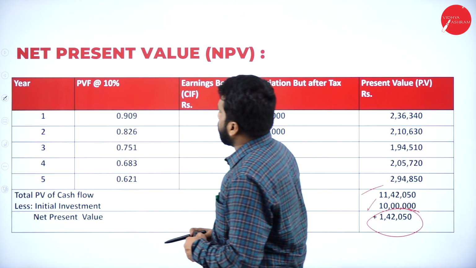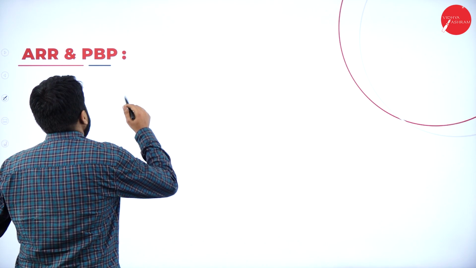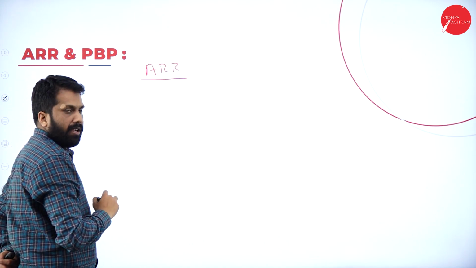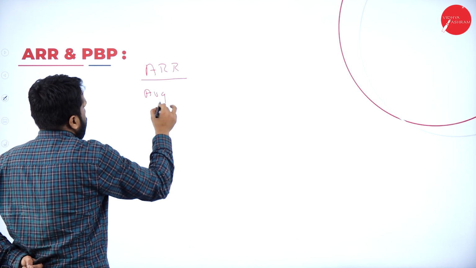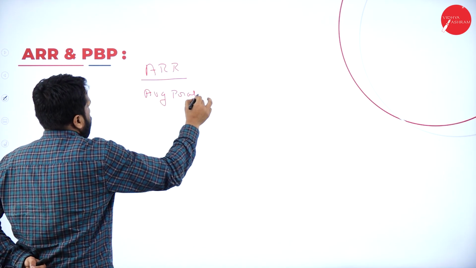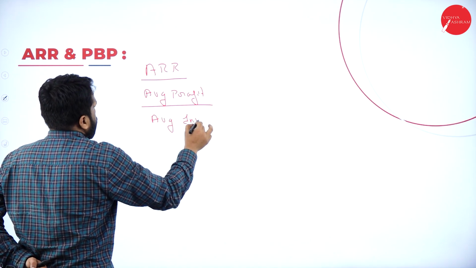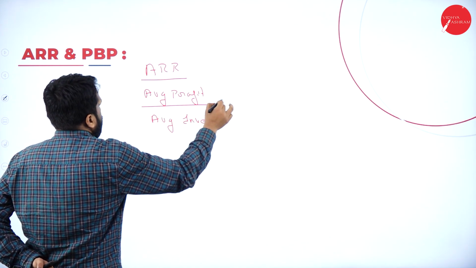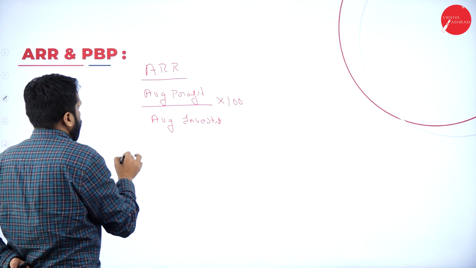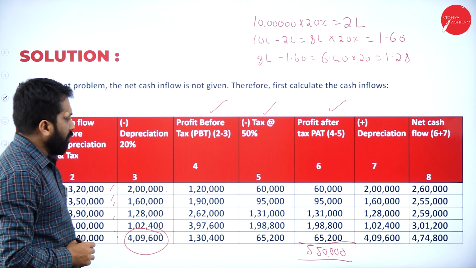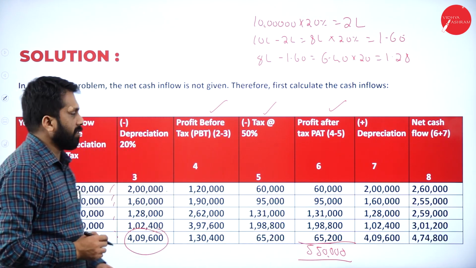ARR and payback period we are supposed to do. Now, I'll go with ARR first. What is the formula of ARR? Average profit divided by average investment into 100. What is the average profit? See, the profit total is 5,50,000. You take the average of 5 years.